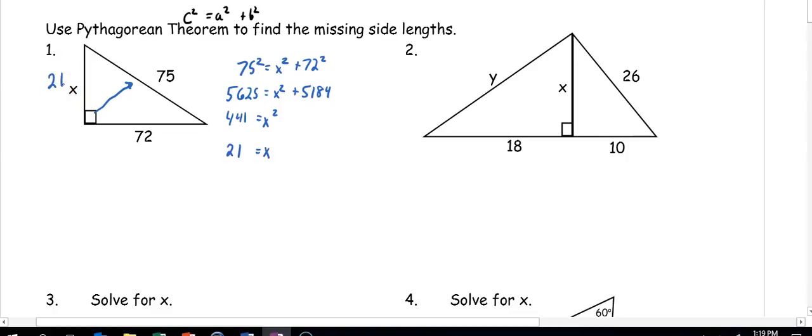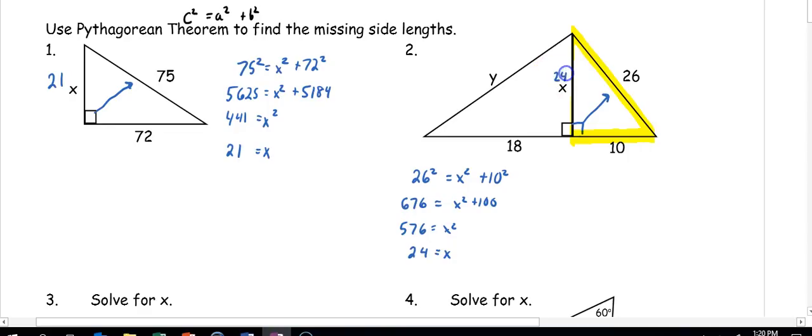In number 2, we have two triangles put together, so we're going to need to do Pythagorean theorem twice. So first, we're going to use the triangle that's on the right because we have two side lengths. So when I'm doing Pythagorean theorem, if this is my right angle, the hypotenuse would be 26. So we get 26 squared equals x squared plus 10 squared. So we get 676 equals x squared plus 100. We can subtract 100 from both sides and take the square root.